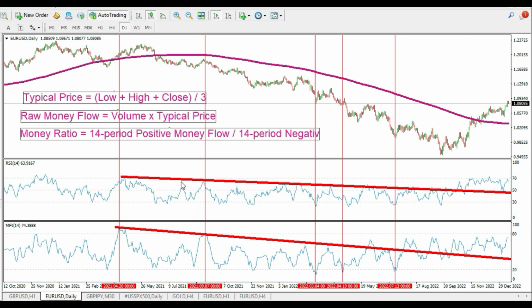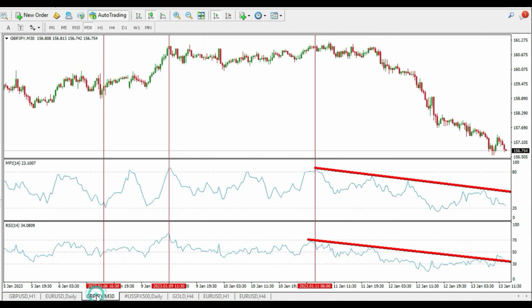Of course, let me go to the Japanese yen 30-minute chart. As you can see, the same story. Here we have a huge drop, but the thing I like here is that both the Relative Strength Index and the Money Flow Index show you the moment when the breakout exists. So for breakout strategies, the Money Flow Index is good.